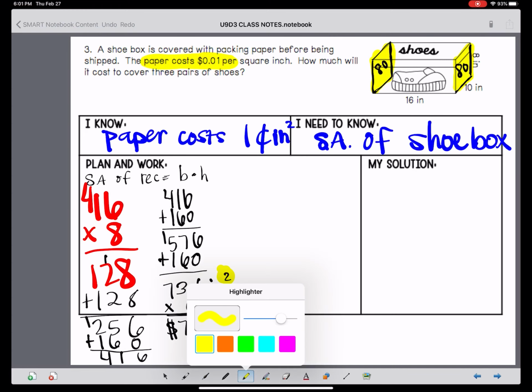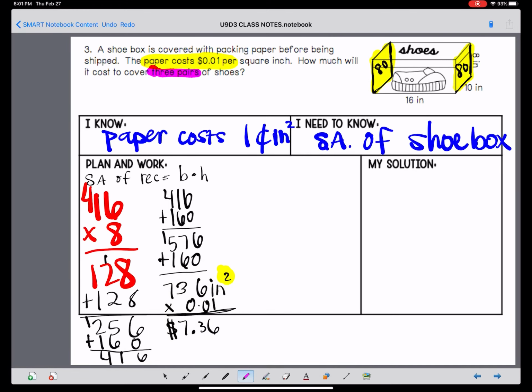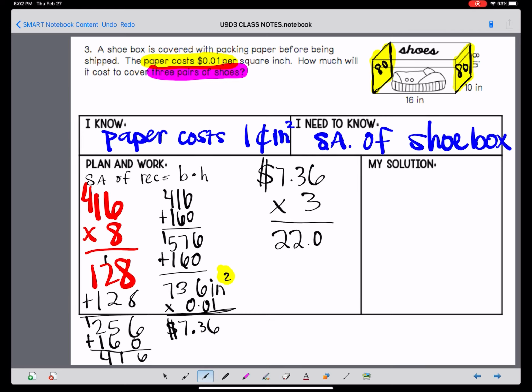Well, guess what? There are 3 shoeboxes here that we're going to have to wrap. So we need to take the price of 1 shoebox, which is $7.36, and multiply that by 3. And if you do, we're going to get $22.08. So the answer to our solution is $22.08.